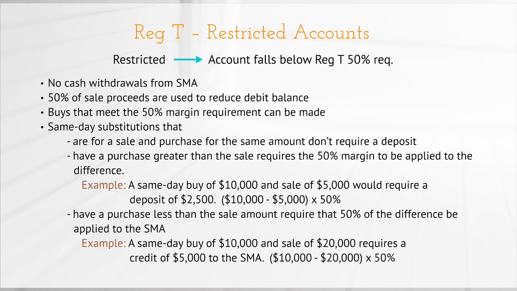Now, in our example here, if you have a buy of $10,000 and a sale of $5,000, you're short $5,000, but you can still use your 50% margin for half of it and deposit the other half that you need, $2,500, into the account for these two transactions. Now, in the reverse scenario, where you're buying $10,000 in this second example, and you sell $20,000, you're netting $10,000, but half of that has to go to the SMA account. So we take the difference times 50% for $5,000 that goes to credit the SMA.